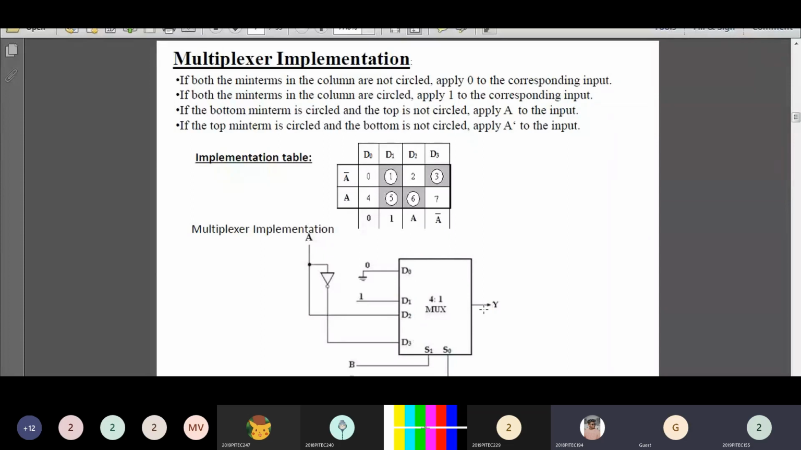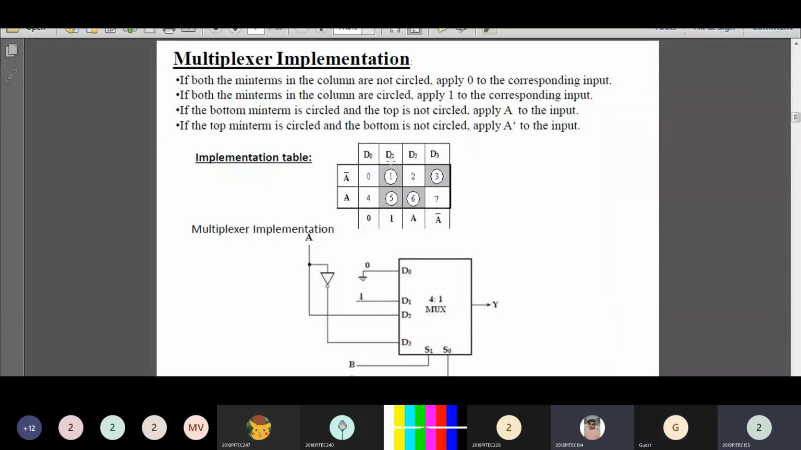First you have to draw the 4 cross 1 multiplexer. D0, D1, D2, D3 are the inputs of the multiplexer, and S1 and S0 are the selection inputs, and Y is the output of this 4 cross 1 multiplexer. Now you have to see where you have to connect D naught. The value of D naught is 0, so D naught should be connected to 0. That's why we are connecting this D naught to ground.